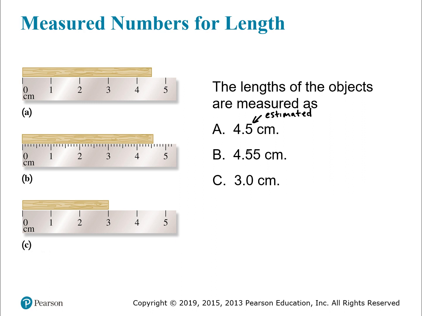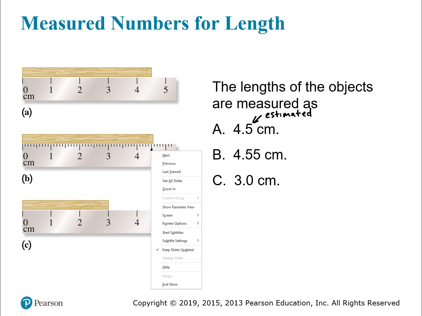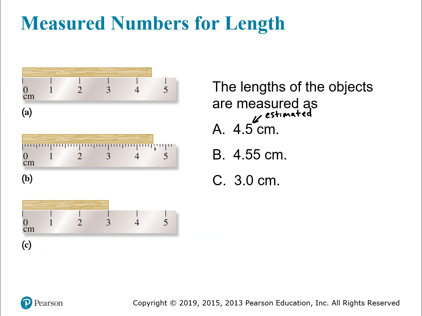In B, we have more than just the 4 and the 5, but we've also got tick marks in between. Each of those little tick marks is 1 millimeter. So now we can actually estimate between these smaller tick marks. So now we can mark in between those 2 tick marks, and now we have 2 decimal places, the tenths and the hundredths.